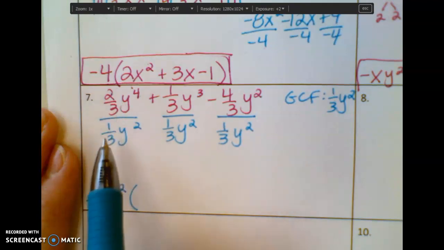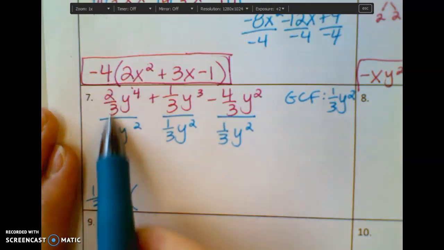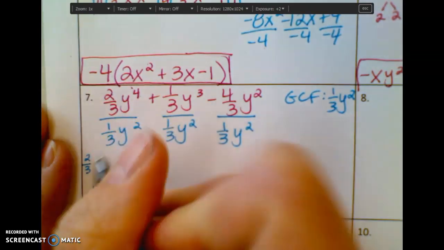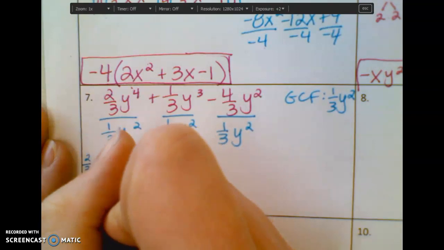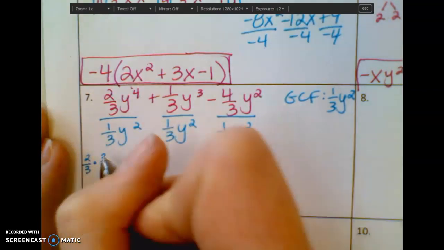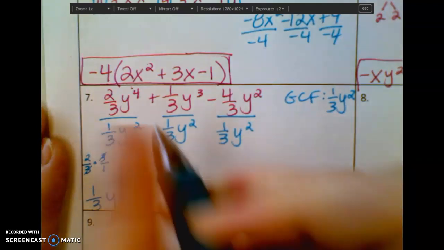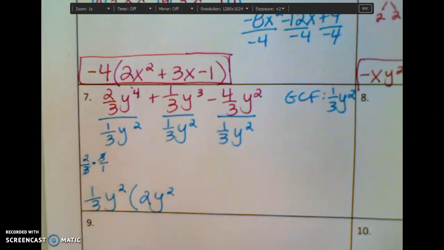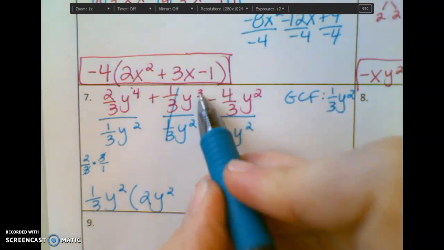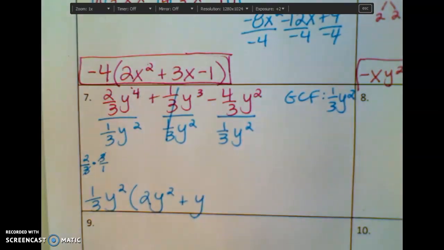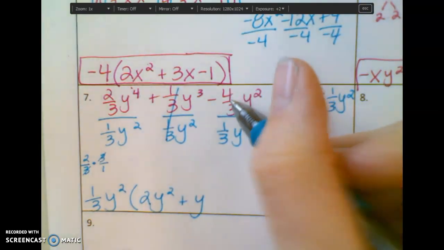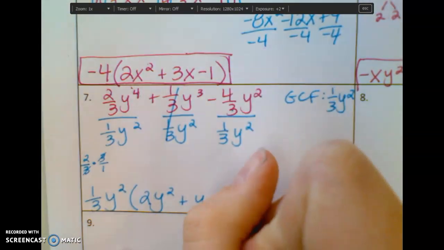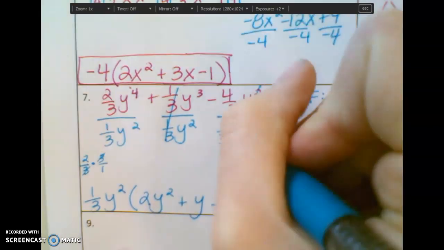Well, 2/3 divided by 1/3, if we need to, we can put that in our calculator, or of course, we know that 2/3 divided by 1/3 is the same as multiplying by the reciprocal. So the 3's cancel and we're left with 2. Y to the 4th over y squared, subtract the exponents, so y squared. The 1/3's cancel, and then y cubed over y squared leaves us with y. Then on this one, 4 over 3 divided by 1/3, we're going to be left with a -4, and the y squareds cancel.